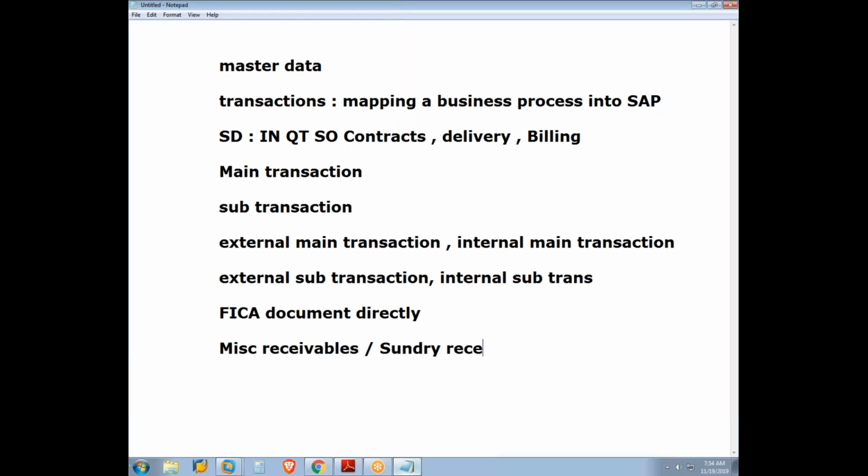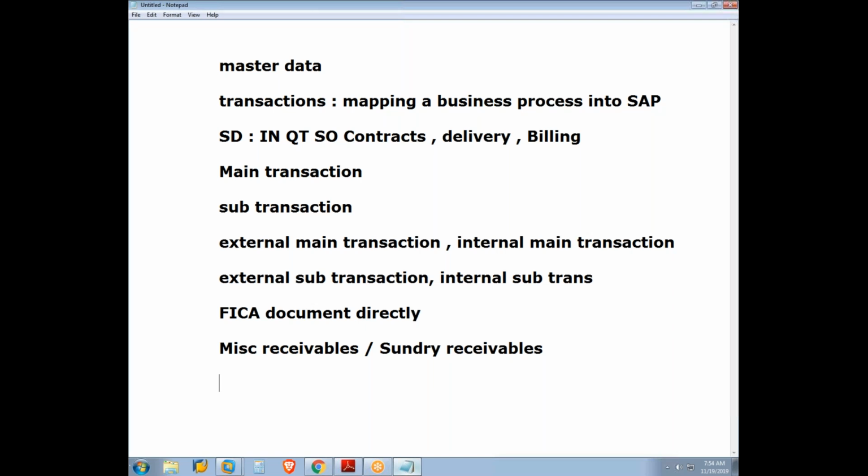Now, this itself will become the definition of the transaction what you are processing in FICA. That means you are posting a document in FICA because you are posting something called a miscellaneous receivable. So you can define one main transaction as miscellaneous receivable. Okay. But when you are posting the FICA document in the miscellaneous receivable, you are obviously charging certain amounts to the contract account. So under the miscellaneous receivables, what is that you are posting to the contract account? That means individual charge amounts. Okay, these charge amounts are defined by the sub transaction.